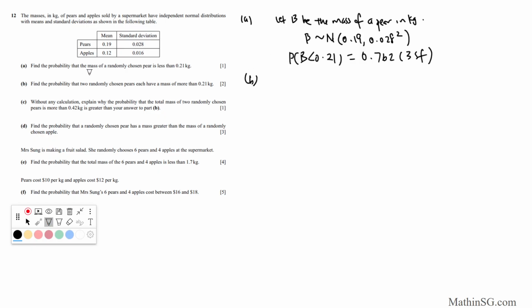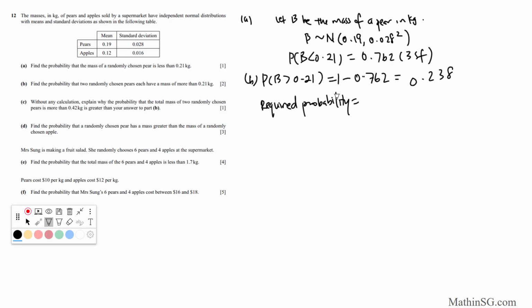Next, I need to find the probability that two randomly chosen pairs each have a mass of more than 0.21. So what is the probability of B greater than 0.21? It's simply 1 minus 0.762, which is 0.238 or something like this. So what is the required probability? The required probability is that both of the pairs have a mass greater than 0.21, so you just need to take this and square it, which will give us 0.0564.